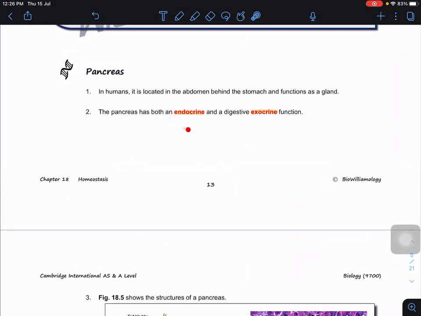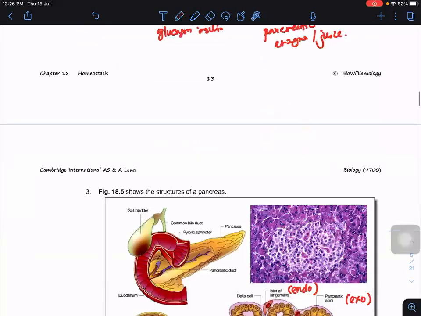So therefore, the pancreas actually has dual functions. It can serve as endocrine as well as exocrine. Endocrine because it secretes two kinds of hormones that are in our syllabus, glucagon and insulin. Exocrine because of the pancreatic enzyme or juice. Are you clear? That's why the pancreas actually is a mixed gland. But for today, in our syllabus, we only focus on the endocrine part of the pancreas.